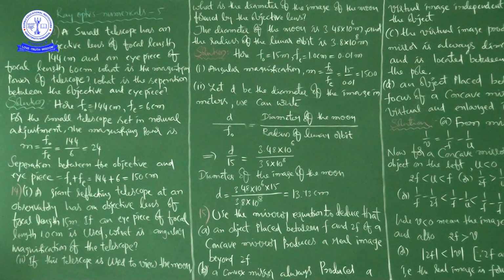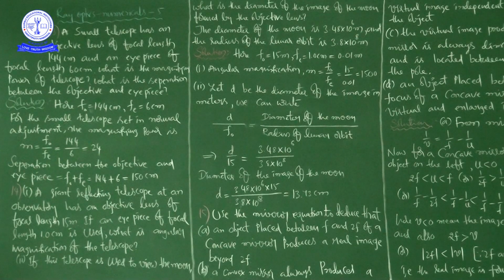Next, B: a convex mirror always produces a virtual image independent of the location of the object. That is the second thing we have to show. The third one, C: the virtual image produced by a convex mirror is always diminished in size and is located between the focus and the pole. Between the focus and the pole, right?